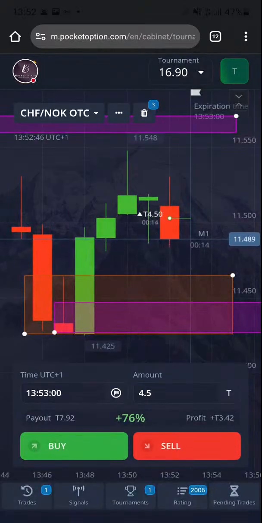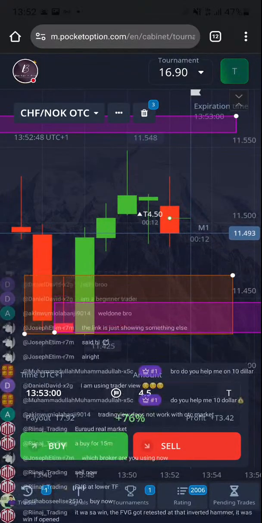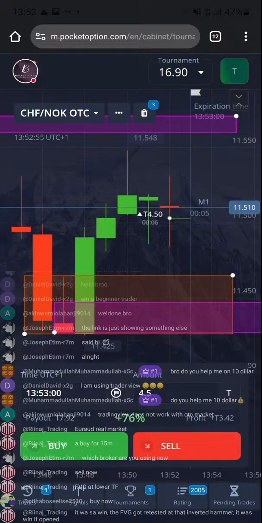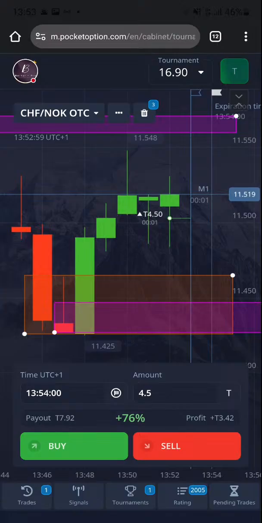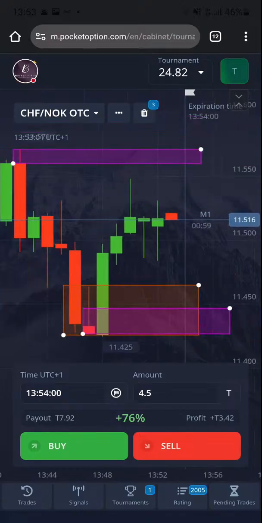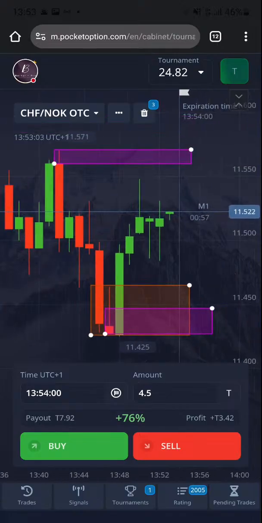Okay. Normally, I would have bought at this fair value gap. It got retested at the inverted hammerhead. Oh, okay. Yes, that inverted hammerhead. Yes, you're very correct, actually. We could go with the buyers.